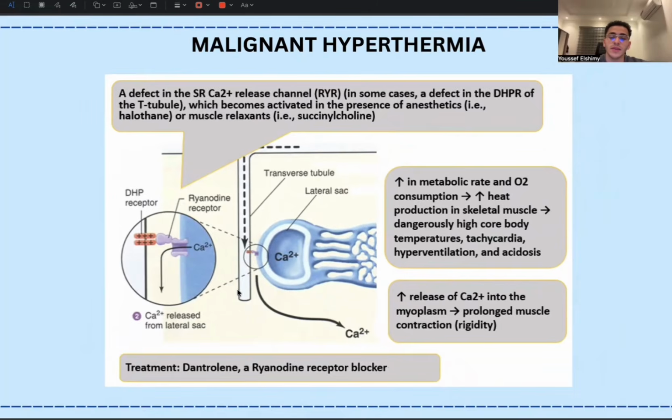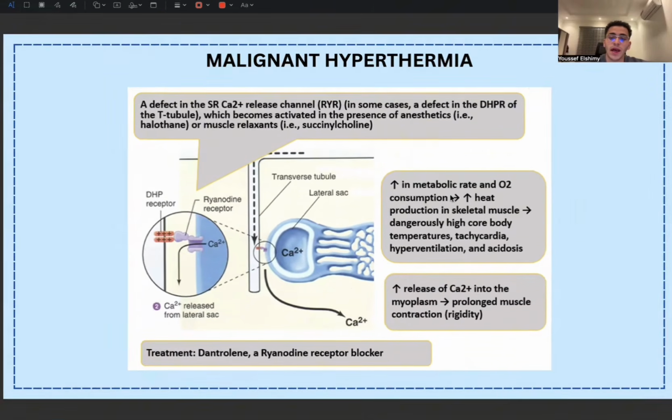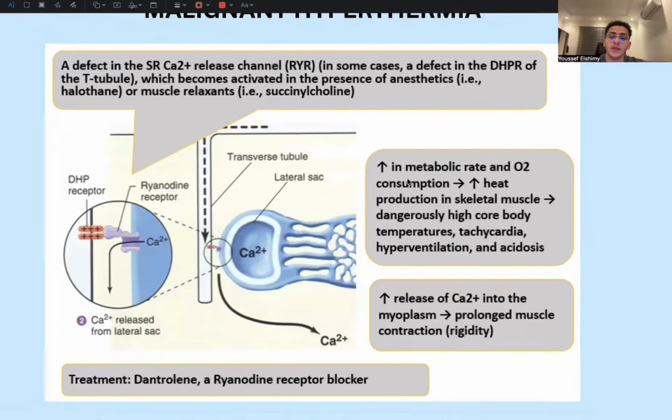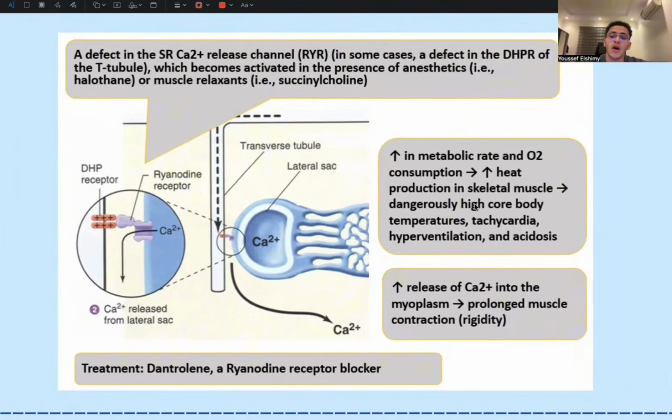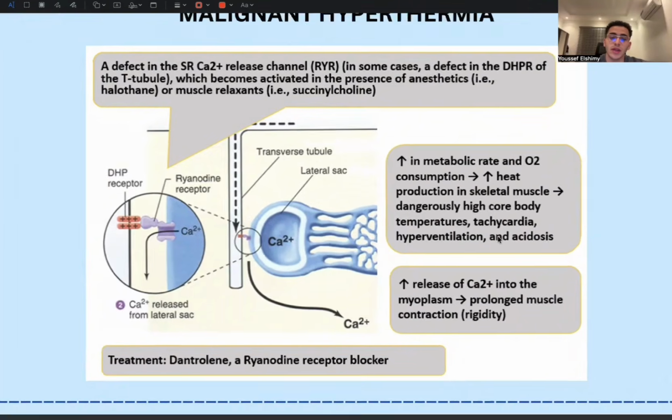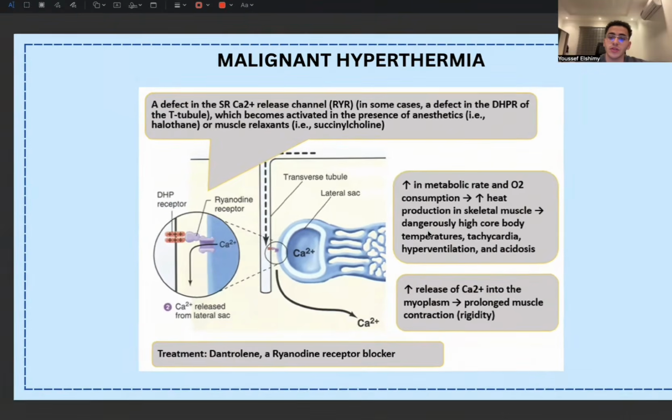And you know, calcium is an ion that excites everything. So there would be a lot of prolonged muscle contraction that would even lead to rigidity. And when calcium is released, there would be an increased metabolic rate along with oxygen consumption. There would be increased heat production in skeletal muscles because of the contraction. And this would result in a dangerously high core body temperature, as well as tachycardia, hyperventilation, and acidosis. And it's an emergency, especially during surgeries.